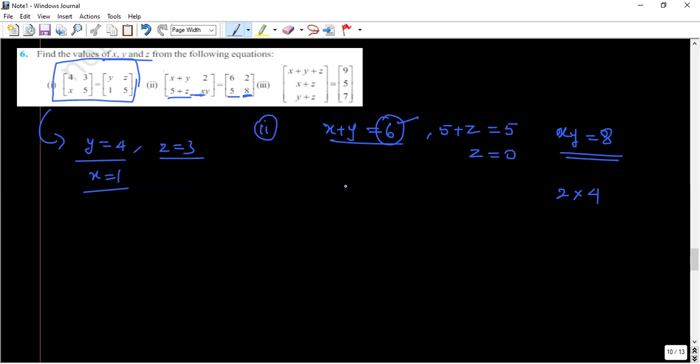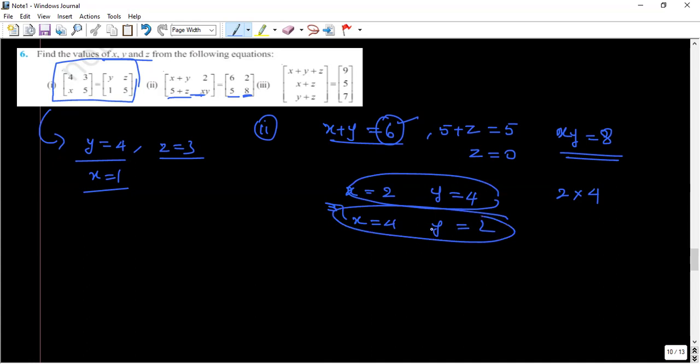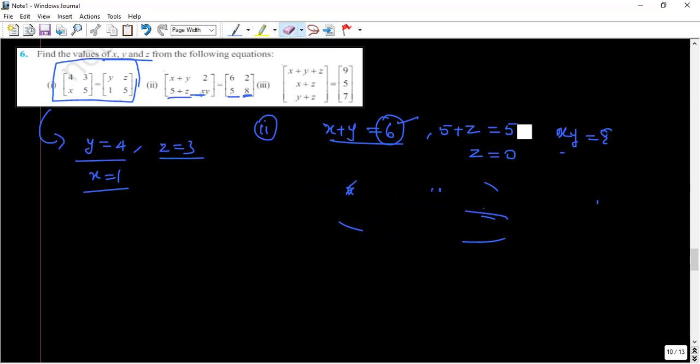So here I can tell x value is, if I take x value 2, then y value is 4. If I take x value 4, then y value is, so you just think once, then you can tell very easily. The possibilities you can find out very easily. Okay, let us see the next question's solution.